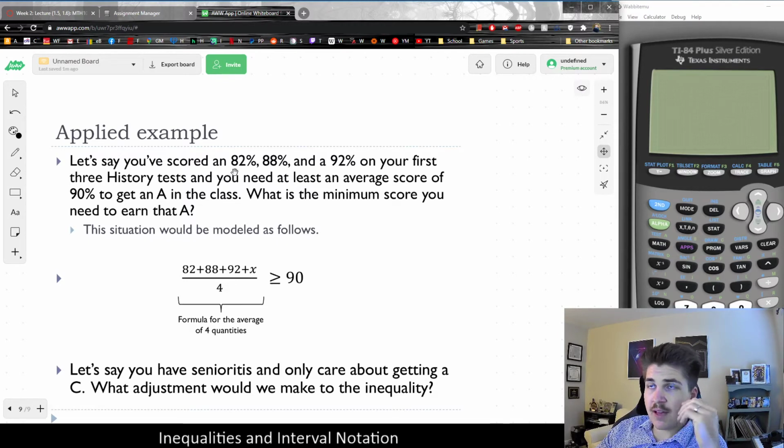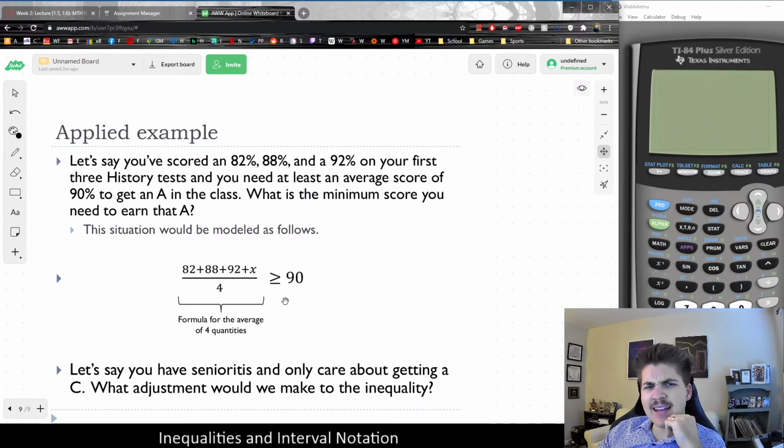Let's say that you have scored an 82%, an 88%, and a 92% on your first 3 history tests, and you want to know, well, what do I need to get on that 4th test to get an A in the class? And let's just say that's your only grade components and that's it. So what score on that 4th test do I need to get it done?